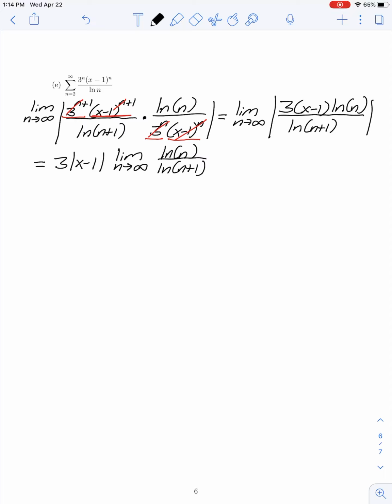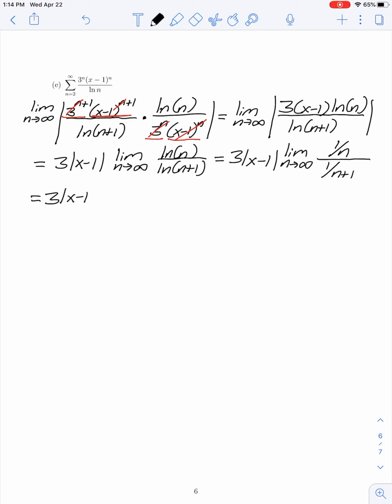So this limit is of indeterminate form, infinity over infinity. So we would need to make use of L'Hopital's rule. So we have our constant out in front, 3 times the absolute value of x minus 1, times the limit as n approaches infinity, and we look at the quotient of our derivatives. So the derivative of our numerator, natural log of n, is 1 over n, and then we're dividing by the derivative of our denominator, which would be 1 over n plus 1. So let's see what that gives us.